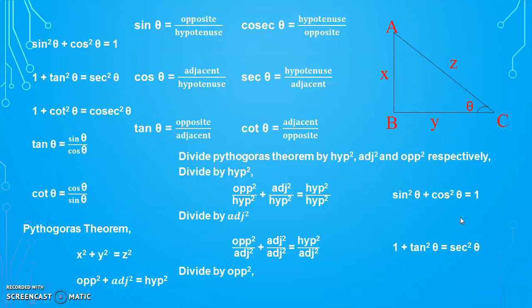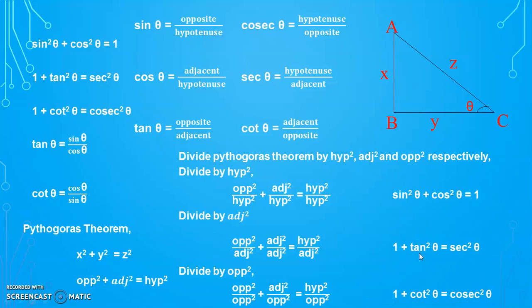Then we will divide the Pythagoras theorem by opposite square. We will get opposite square by opposite square plus adjacent square by opposite square is equal to hypotenuse square by opposite square. Opposite square by opposite square results in 1, and adjacent by opposite is cot theta, so cot square theta here, and hypotenuse by opposite is cosecant theta. That's why cosecant square theta is here.